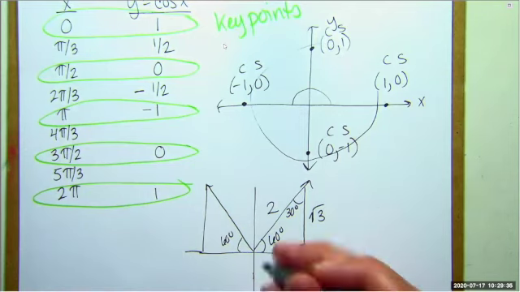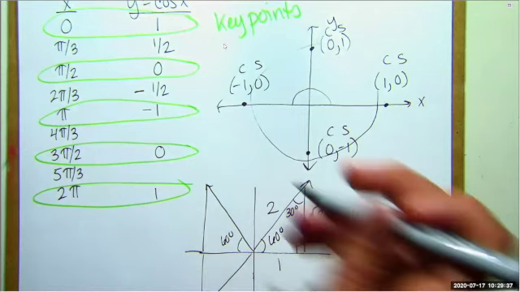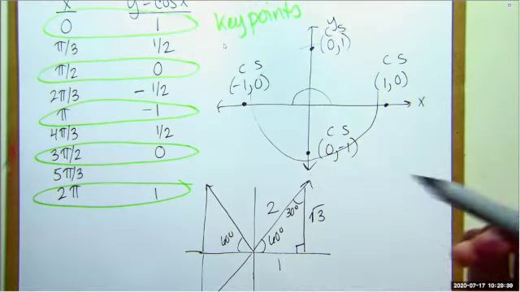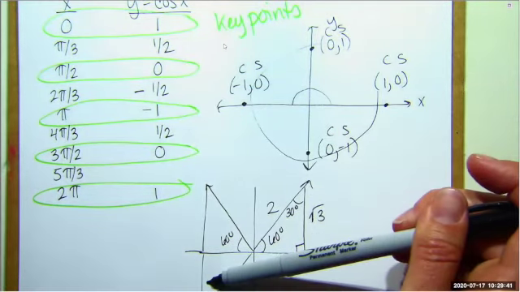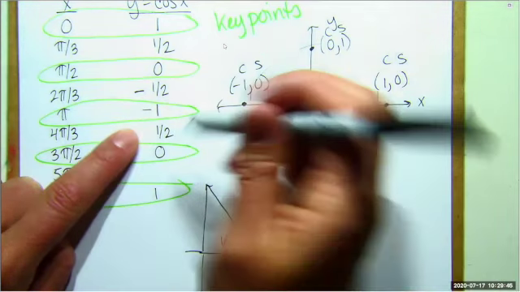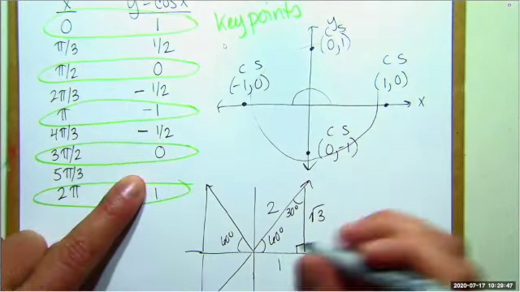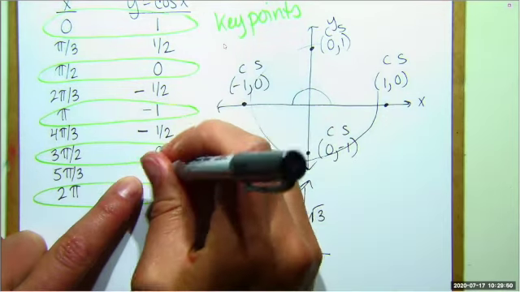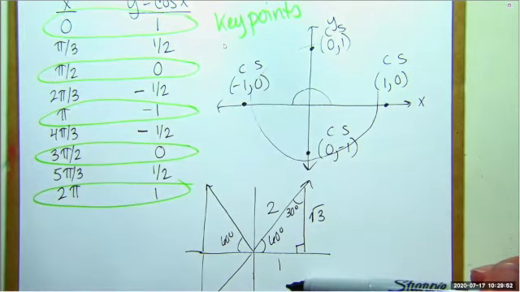4 pi over 3 is going to be in the third quadrant, same triangle, so we know we should get 1/2. And then our question is, in the third quadrant, cosine should be what? Positive or negative? Negative, good. And in the fourth quadrant, we'll have the same triangle, and cosine in the fourth quadrant is what? Positive or negative? Positive, good.